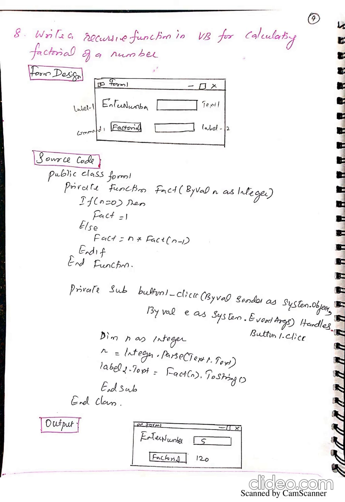Question number 8. Write a recursive function in VB for calculating factorial of a number. So we have to do that in the public class form. Private function fact, by value n as integer. If n equal to 0, then fact equal to 1, else fact equal to n star fact of n minus 1, end if, end function. If we enter the number 5, then the factorial will be 120.